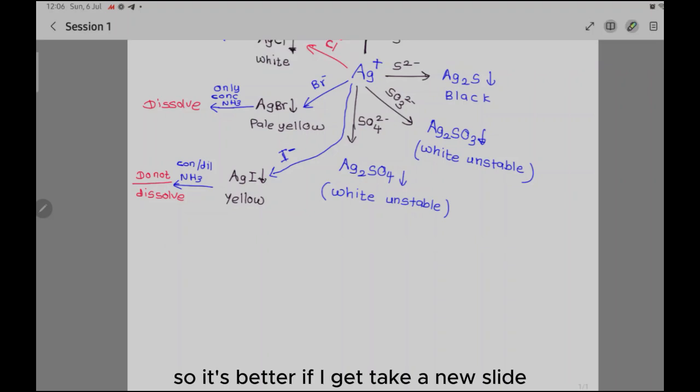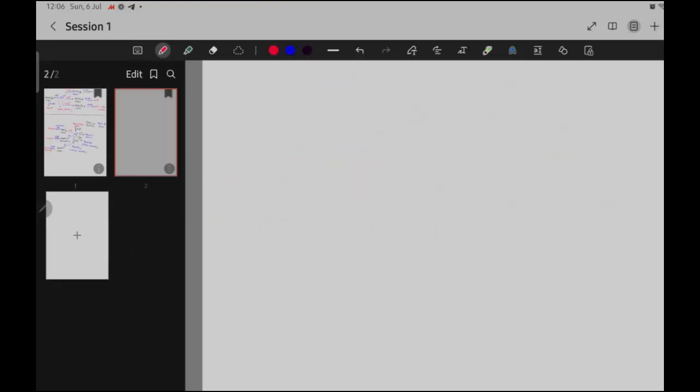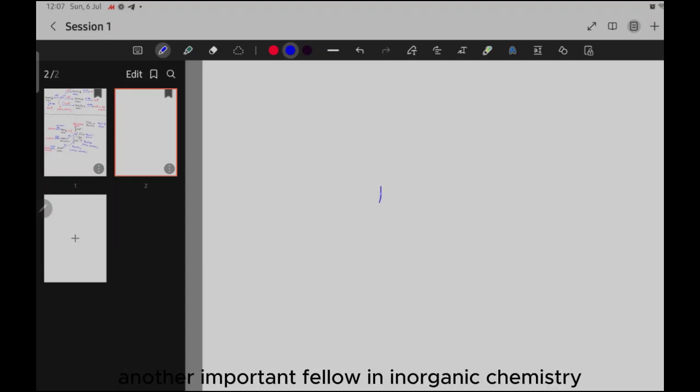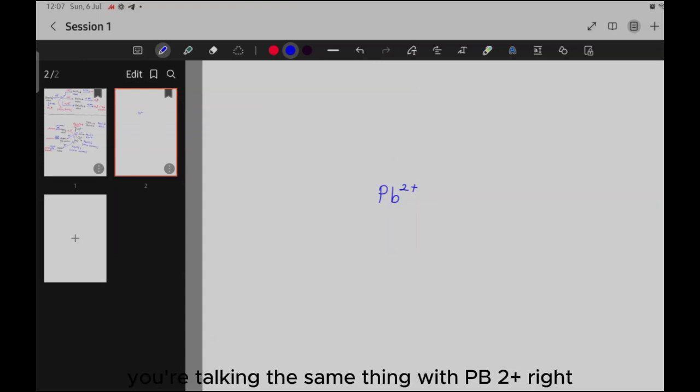So it's better if I take a new slide, I think, right? I'll take a new slide, right? Pb2+, another important fellow in inorganic chemistry. Same thing we are talking about: what happens when sulfate is added, sulfite is added, thiosulfate is added. We are talking about the same thing with Pb2+. Then we'll quickly do this time, so you'll have done a practice, right?